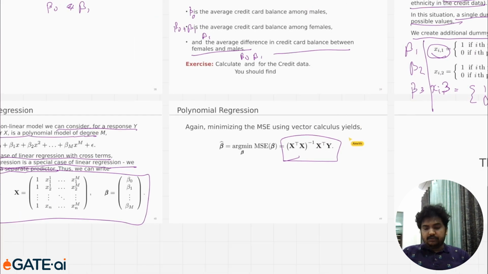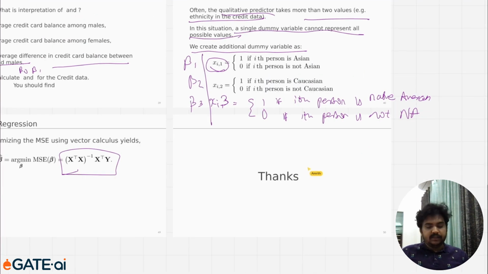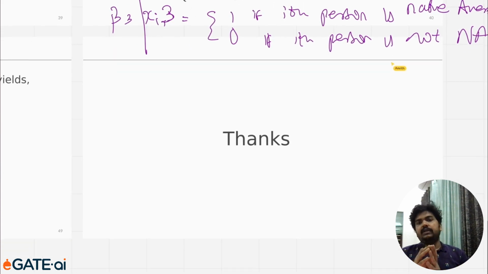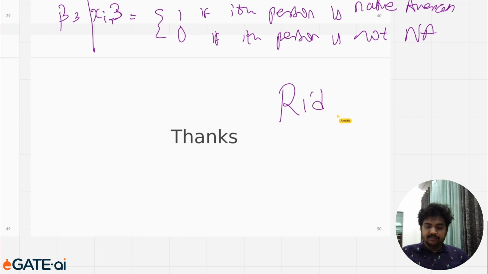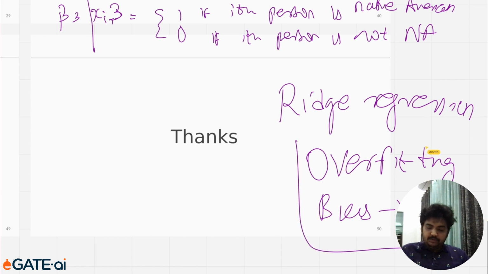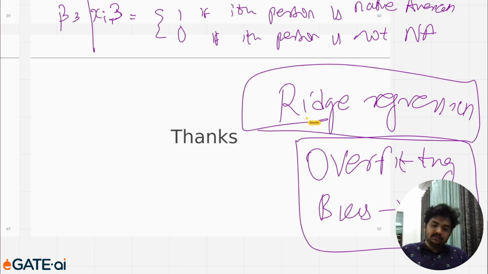That's most of regression for our GATE syllabus, or related to the GATE syllabus, and thanks a lot for watching this week's lecture. In this week we will now cover what is remaining from the regression literature, which is ridge regression. Before that, we might have a little look into overfitting and maybe some bias and variance. Some of these concepts will be covered before we get into ridge regression.